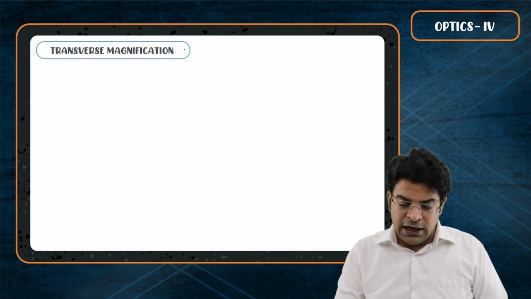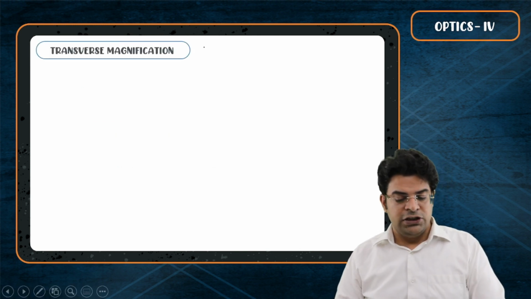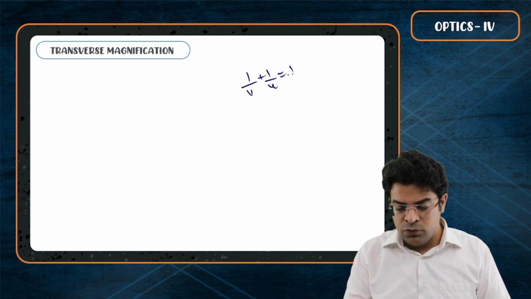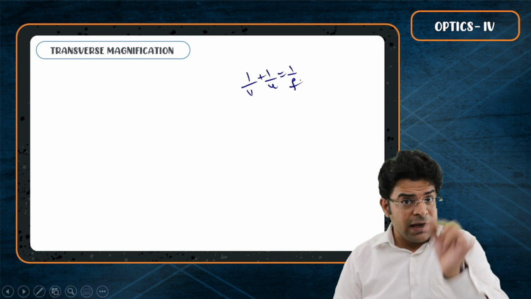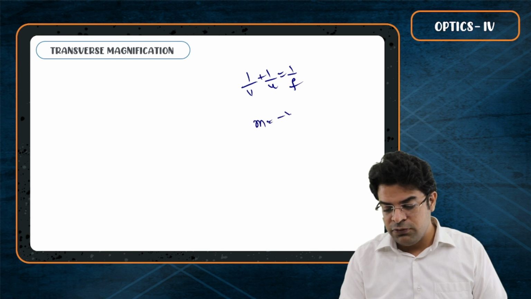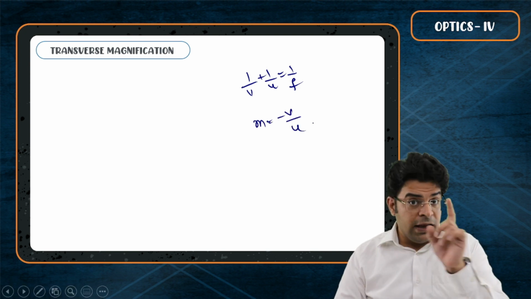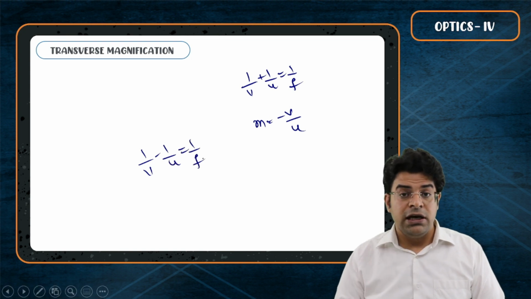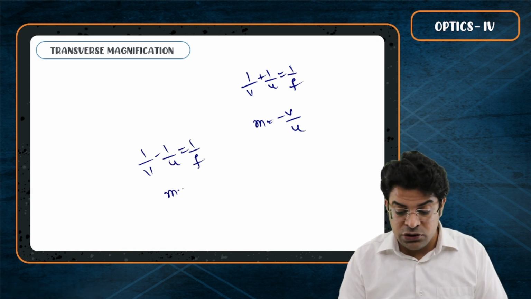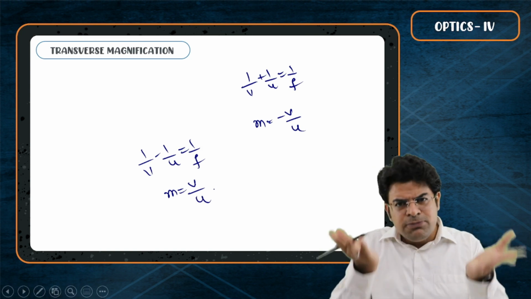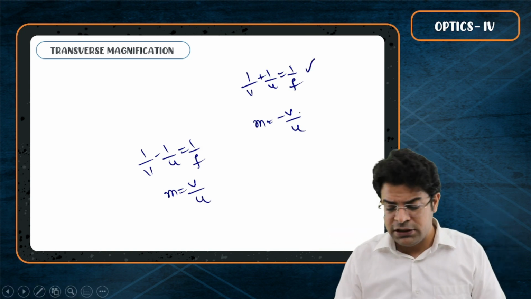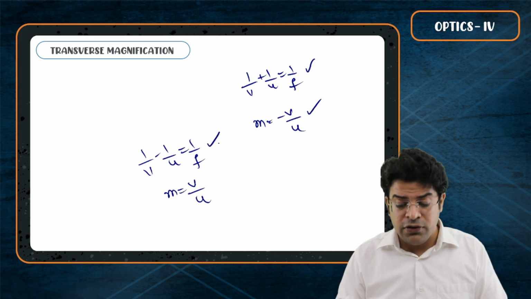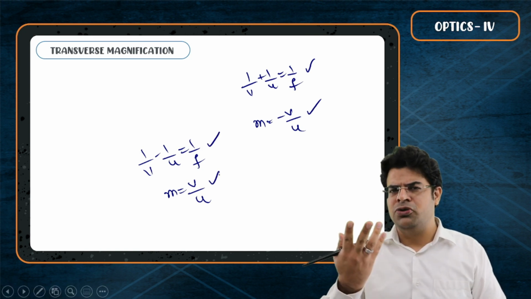So moving on and now talking about transverse magnification. In the mirror formula, you get 1/v + 1/u = 1/f. In the mirror magnification, you get minus v/u. In the lens formula, you get 1/v - 1/u = 1/f. In the lens formula, there is no positivity. So the world is balanced. In the mirror formula, you get plus. In the mirror magnification, you get minus. In the lens formula, you get minus. In the lens magnification, there is no minus.